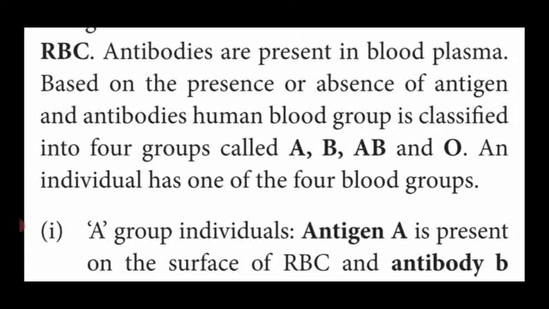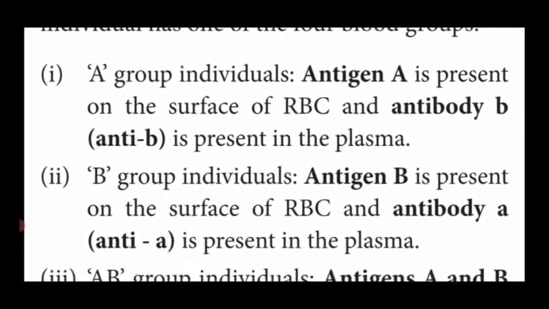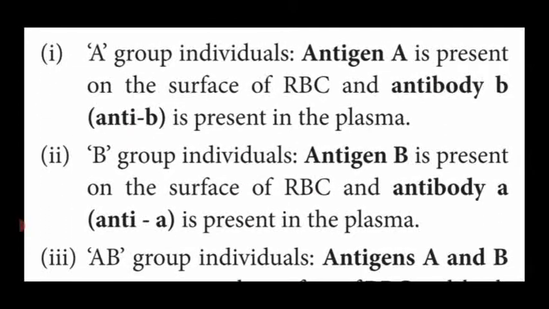First one, blood group A. In group A individuals, antigen A is present on the surface of the RBC and antibody B is present in the plasma. It is the normal one. If your blood group is A, antigen A is present in the outer membrane of the RBC, and the antibody, that is anti-B, is present in the plasma. That is said to be A group. So in blood group A, what is present on the outer surface? Antigen A. The antibody? Small b, present in the blood plasma.